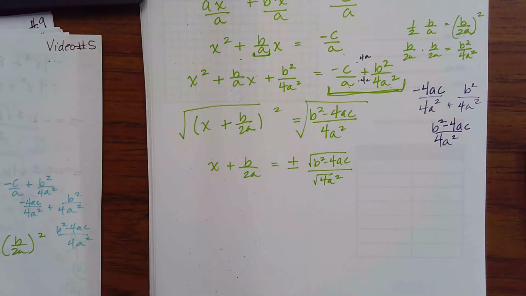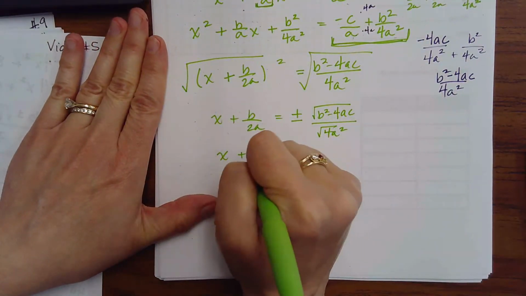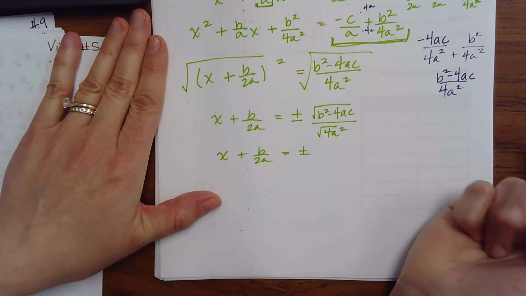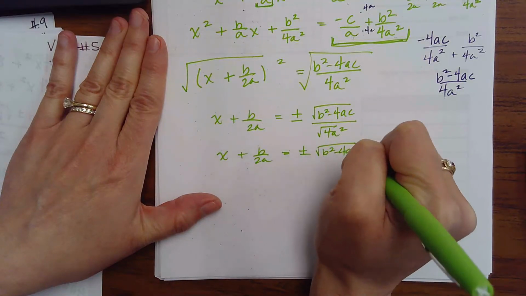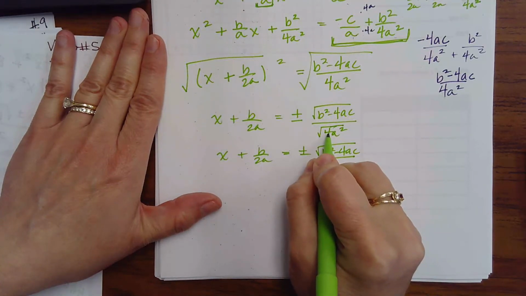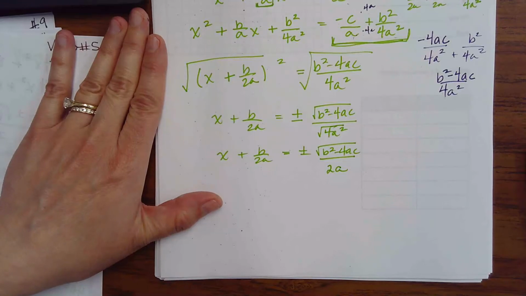Let's clean this up before we do anything else. So I'm going to go x plus b over 2a equals plus or minus the square root of b squared minus 4ac. If you know what the quadratic formula is, we know that we want to keep that. But the square root of 4a squared, the square root of 4 is 2. The square root of a squared is a. So that's where that 2a is going to come from.